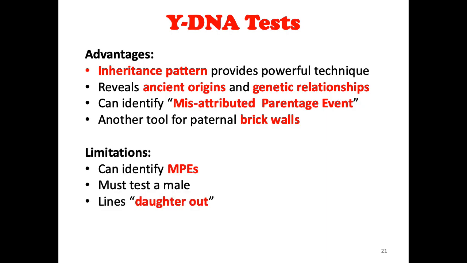Okay, limitations: women cannot take the test and they have to find a qualified or a suitable tester to do it for them. And many lines have only daughters, so we call that daughtering out. You lose that Y chromosome, and you have to work your way back to an earlier ancestor and then work collateral lines coming down to find somebody that has the Y that you need.